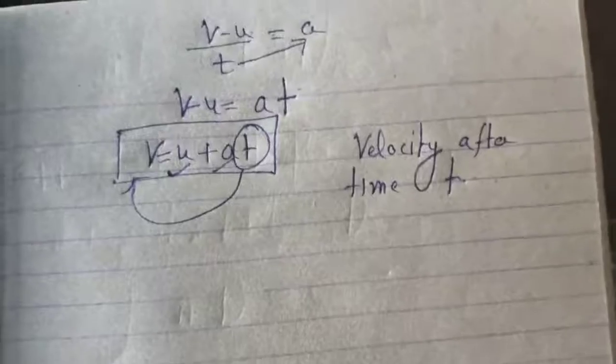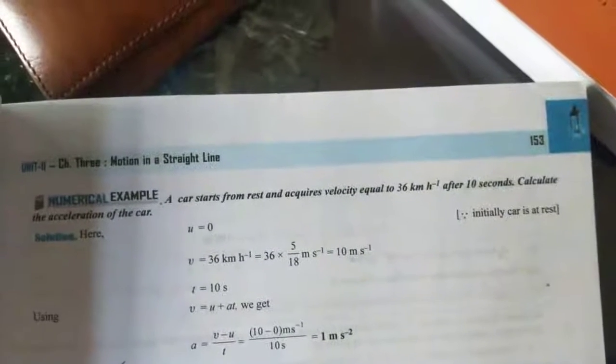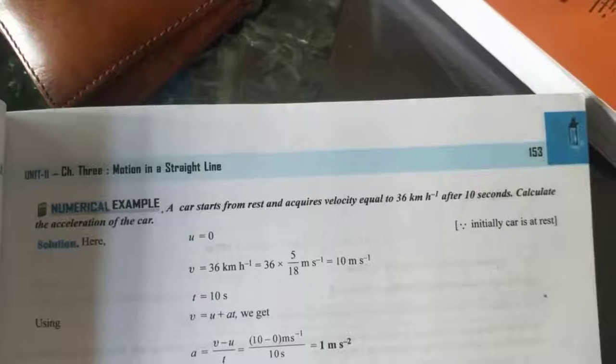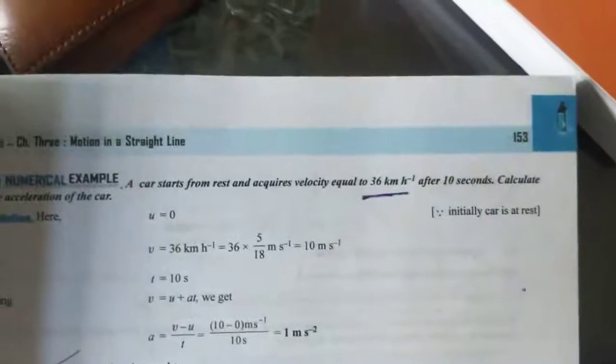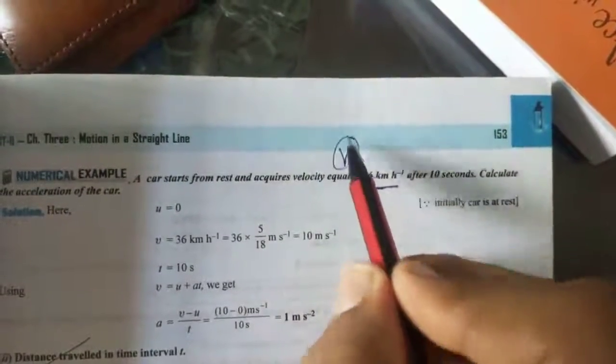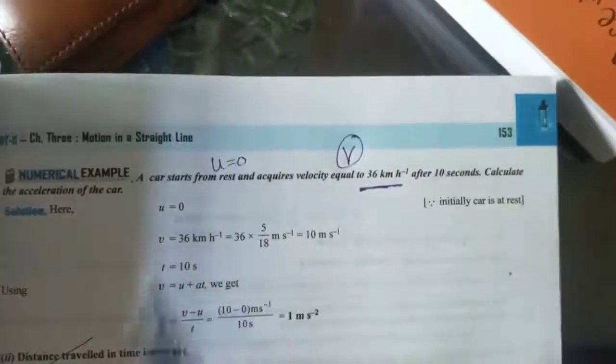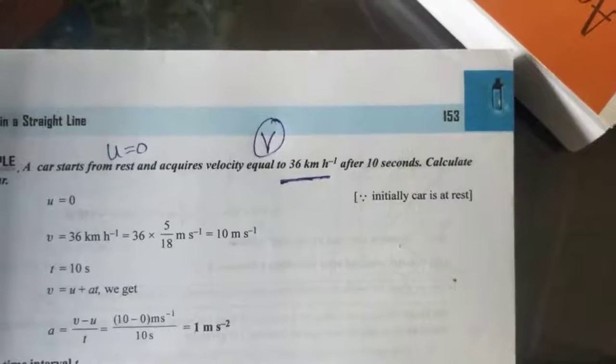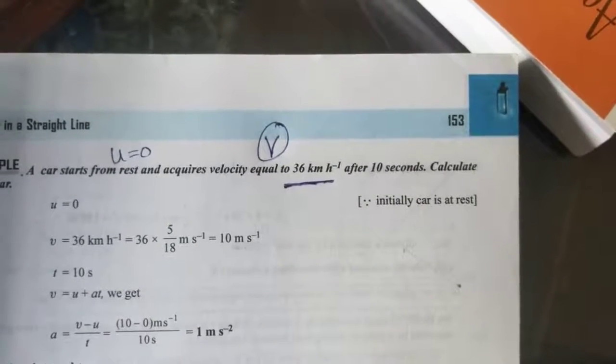So I'm giving you a question related to this. Look at the concept. A car starts from rest. Rest means u is equal to 0. It acquires a velocity equal to 36 km per hour. You have to convert kilometer per hour to meter per second, multiply by 5 by 18. This is the velocity v. Initial is 0. From u to v it has taken 10 seconds. You have been given a time.